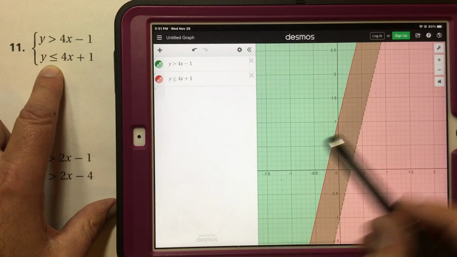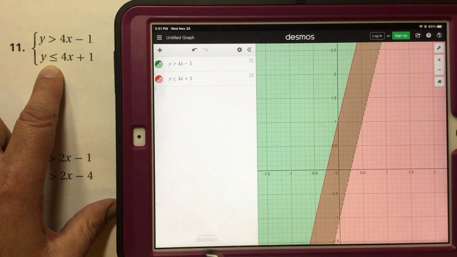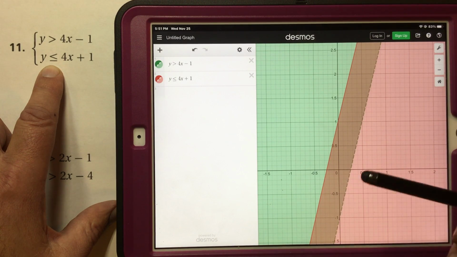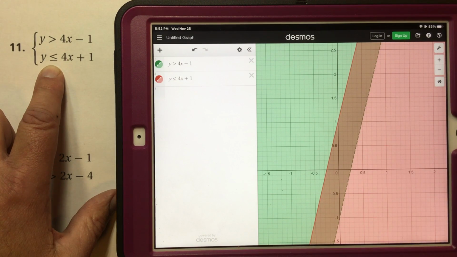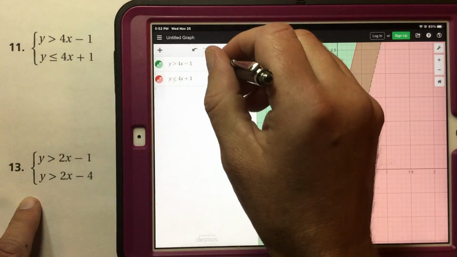This one is dashed. That comes from the green one. This one is solid. That's the red one. So we knew that that was going to happen. But this area in between is the overlap. So all the points in between here, that's where the solution is. So this one does actually have a solution. Let's look at problem number 13.